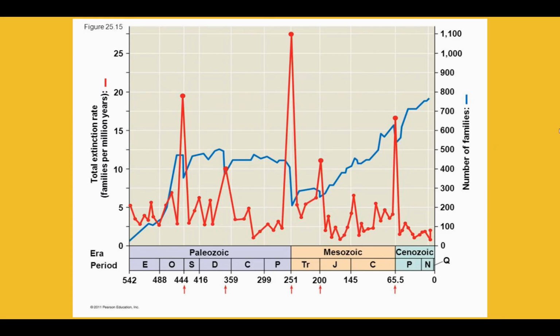So, this blue line is the number of families, or the number of classes, right? Kingdom, phyla, order, family, that existed in all of these periods, and this is the extinction. You have 5 big extinction events: 1, 2, 3, 4, 5. These 2 are our big ones.